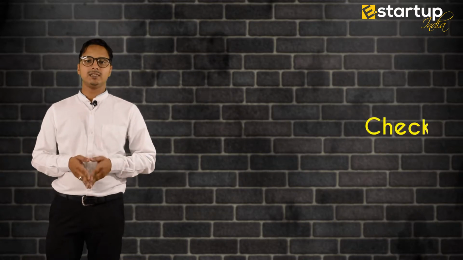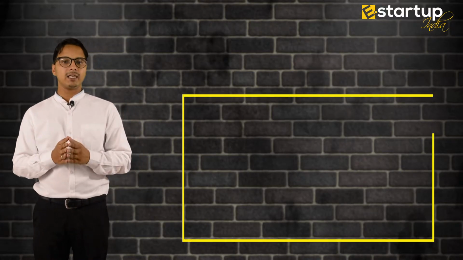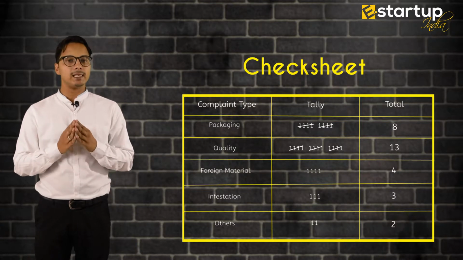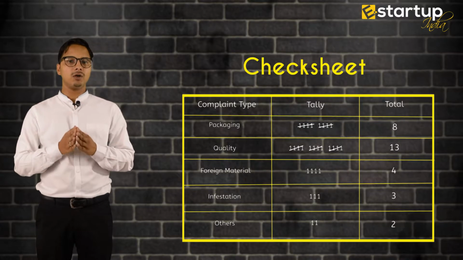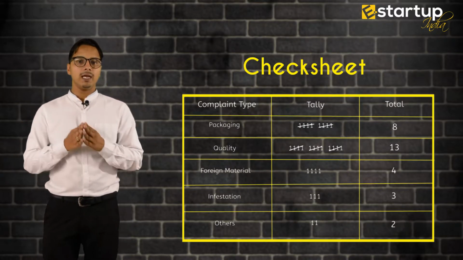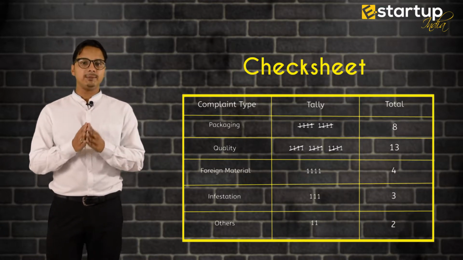The next tool is check sheets. What is a check sheet used for? It is used to collect data about an activity in a way that is easy to use and analyze. When is a check sheet used? It is used to count the number of times something happens. It is used in many different ways to collect data. Each type serves a different function.